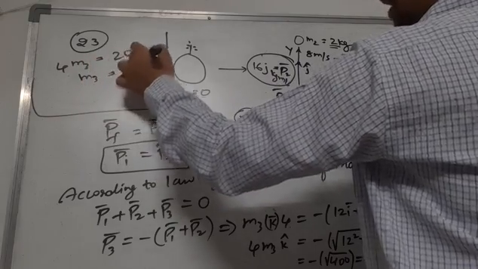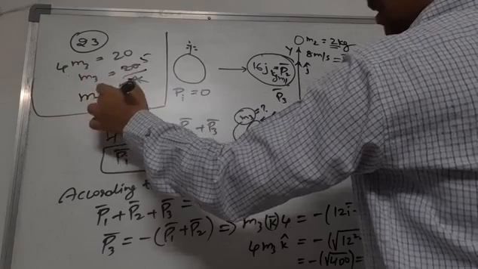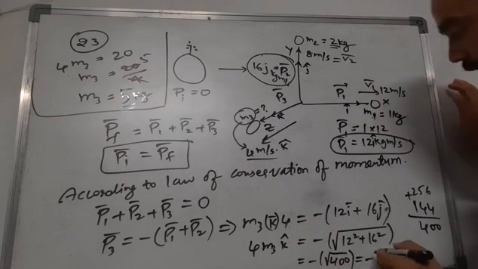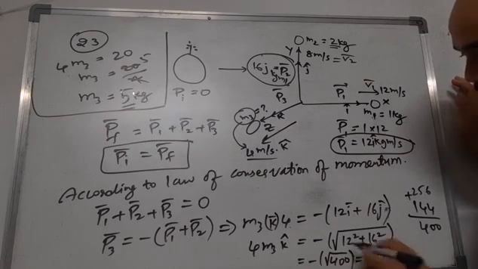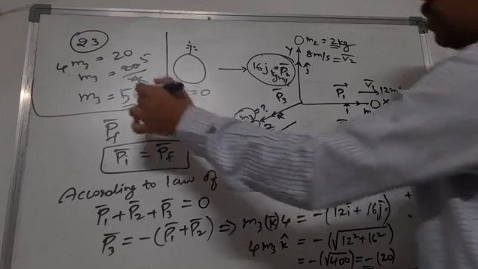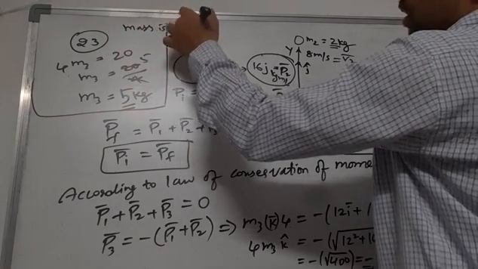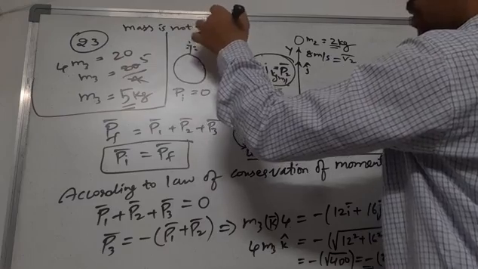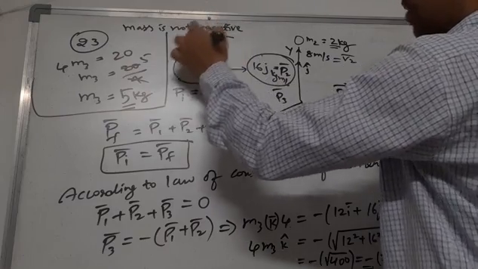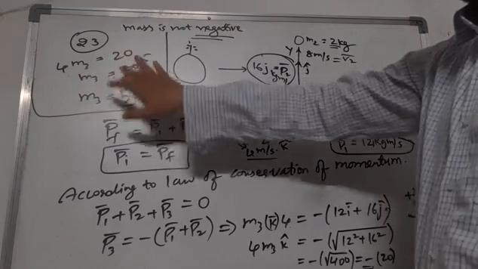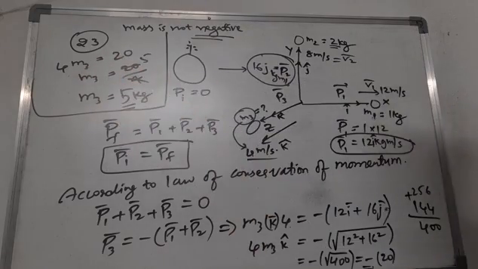4 1s are 4, 5 4s are 20. m3 is equal to 5 kg. Here I am not considering this minus sign because mass is never negative. Mass will always be positive. So that's why we use the positive value only, and we get the answer 5 kg.